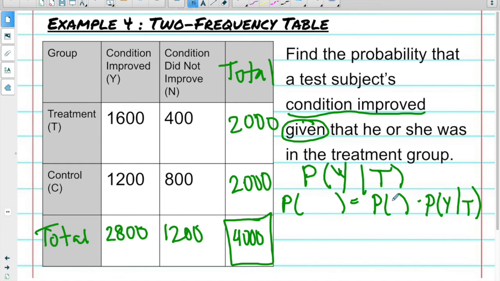So since my given is T, I need that to match this probability. And then I need this to be both. Probability of yes and treatment, okay? So the probability of yes and treatment is right here, 1600, right? This is our and. 1600 out of the total number of people in the trial, which is 4000. The probability that they were in the treatment group, it doesn't care whether their condition improved or not. It just wants to know the probability they were in the treatment group, which is 2000 over 4000.